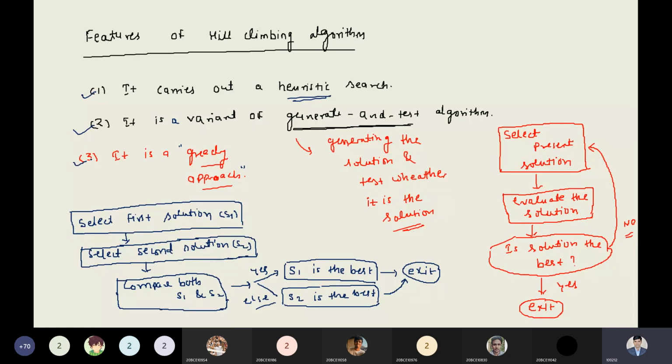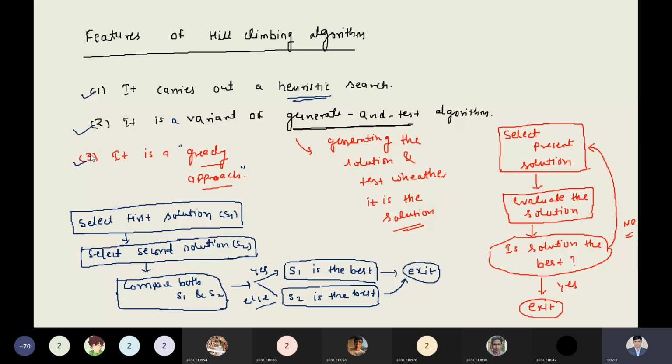Select the first solution S1, select the second solution S2. Then I compare which solution is better. Suppose S1 is best, so I will choose S1. If S1 is not best, then I will choose S2. Then I exit from my approach because I got my final solution, S1 or S2. These are the three important features of the algorithm, so I mentioned them over here.